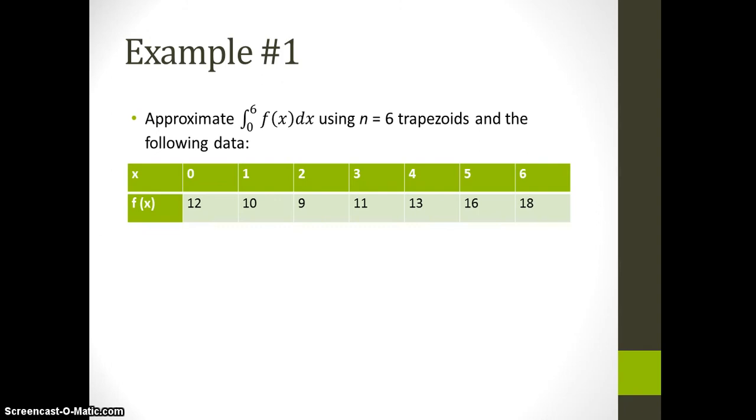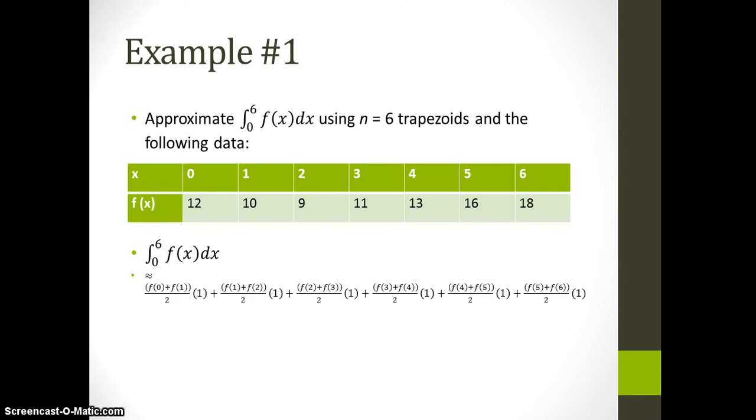Here's an example. Approximate the integral from 0 to 6 of f of x dx using n equals 6 trapezoids and the following data. It's important to recognize that if we're using 6 trapezoids, one trapezoid will go from 0 to 1, one from 1 to 2, 2 to 3, 3 to 4, 4 to 5, and 5 to 6, which makes 6 total trapezoids. So the integral from 0 to 6 of f of x dx can be approximated by averaging f of 0 and f of 1, multiplied by 1, which is the width or base of the trapezoid, averaging f of 1 and f of 2, f of 2 and f of 3, and so forth until we get to f of 5 and f of 6.